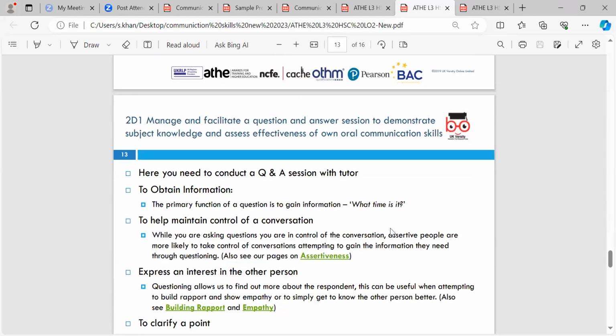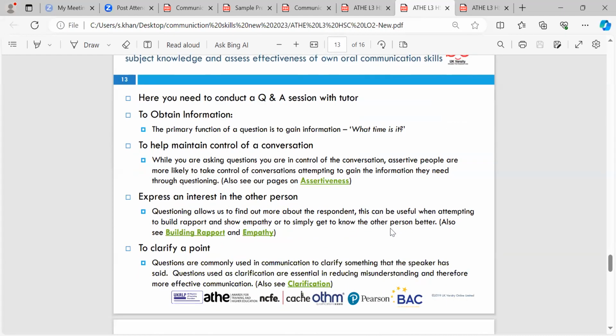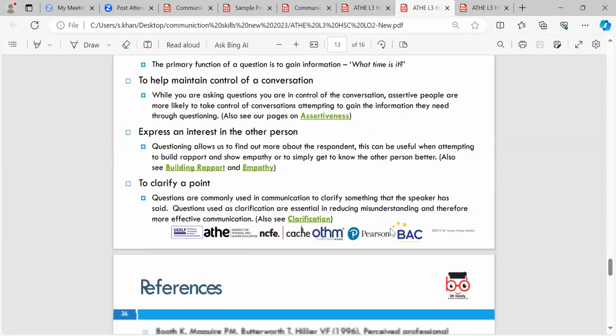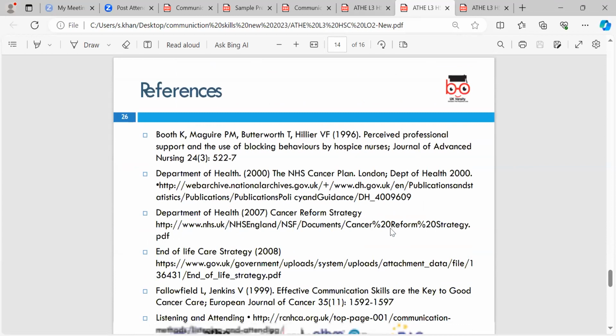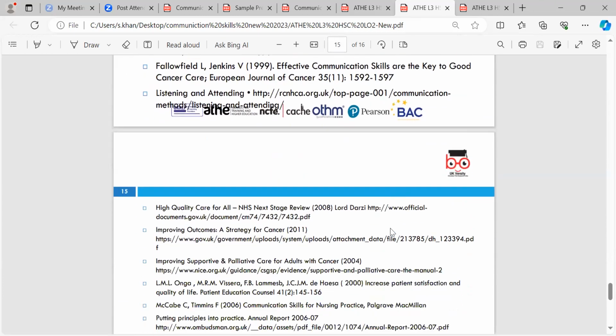2D1, manage and facilitate a question and answer session to demonstrate subject knowledge and assess the effectiveness of your own oral skills. So this was a question and answer session that you could look at. It was an example for you to look at when you're doing your assessment part. Then the references we used for today's session in Learning Outcome 2.